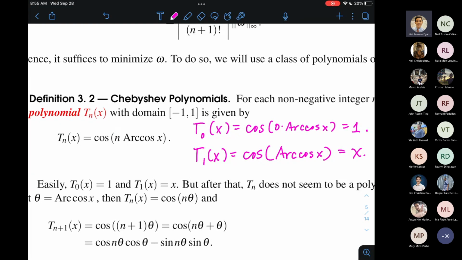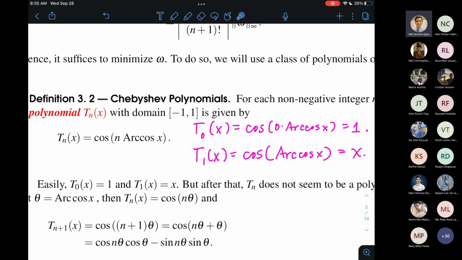Kaya lang kapag si n ay equal kay 2 na, ang itsura na ng Chebyshev polynomial ay cosine ng 2 arccos x. Para naglolokohan tayo, sir. Hindi naman siya polynomial. Paano ko siya makikita na siya ay degree 2? Alright? But before we go there, ito pala kung bakit ang domain niya lang ay negative 1 to 1.